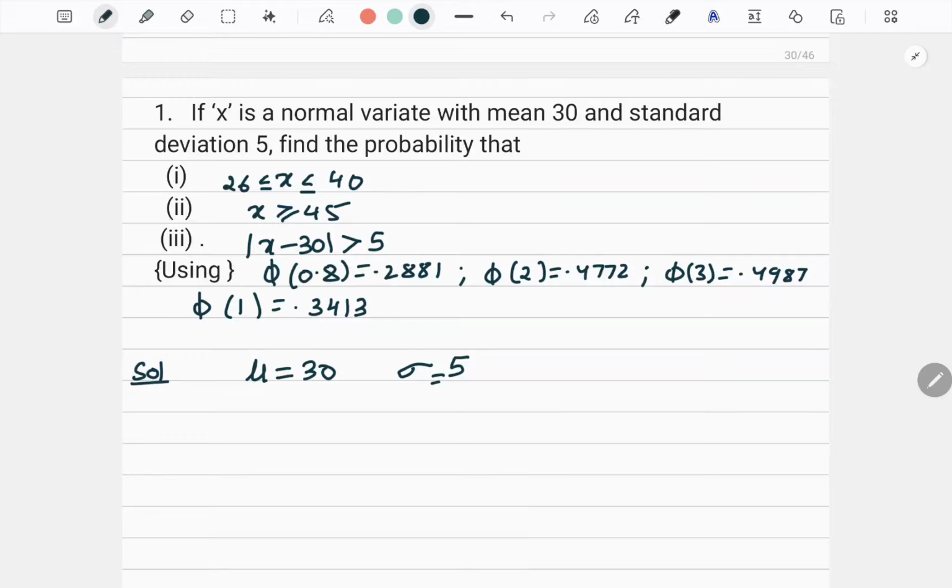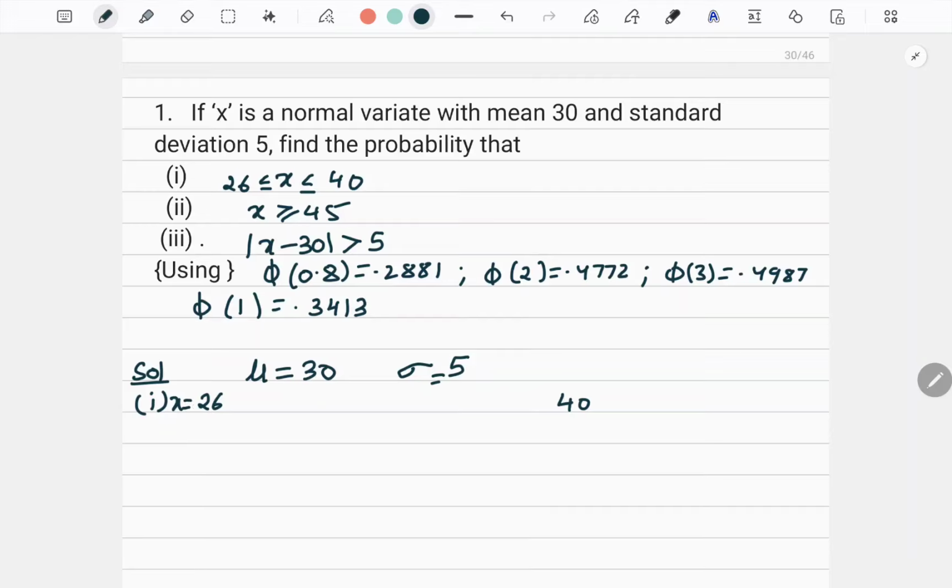If you observe, all of them are in terms of x. But I don't know how to handle x in normal distribution. I have learned how to handle z. So what is my target? I should convert this x to z. So if I look at the first part, I need conversion for 26 and I need conversion for 40 also.